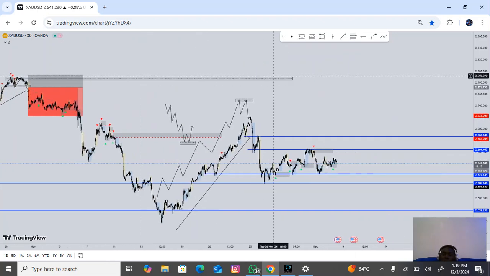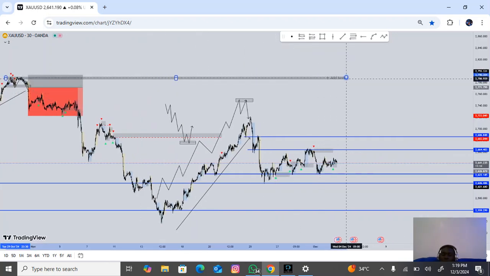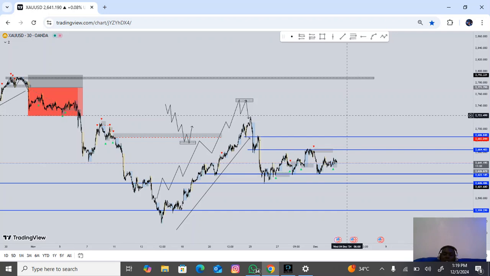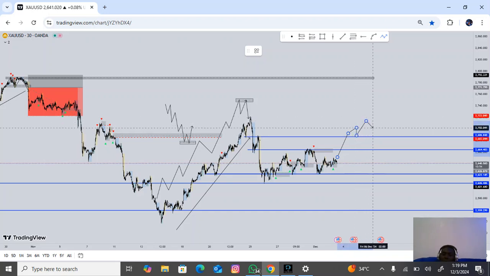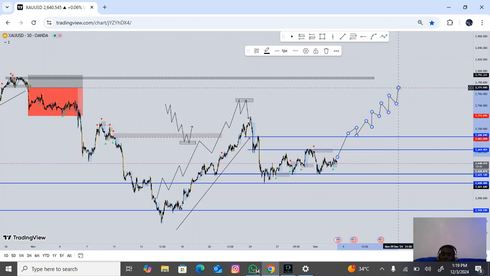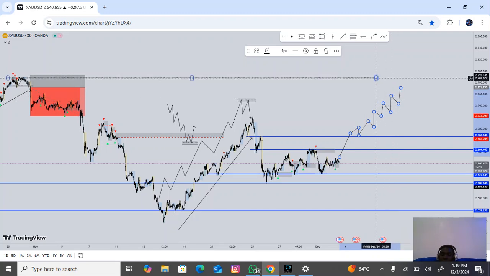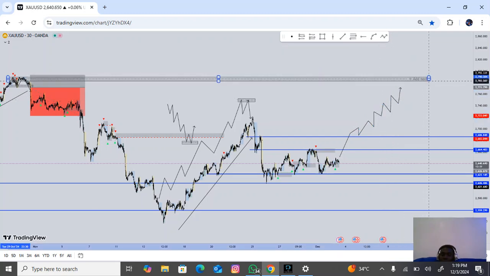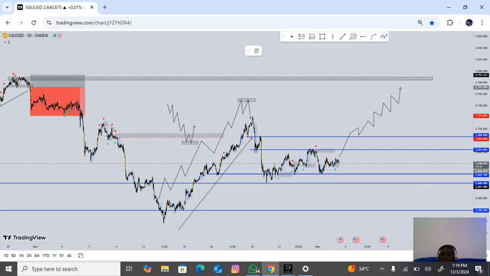If you're looking to trade this in the future, right, because price always repeats itself, so now as you can see where price currently is, what are you going to be looking for? You're going to be looking for price to continue making higher highs and higher lows, right? Price making higher highs and higher lows.